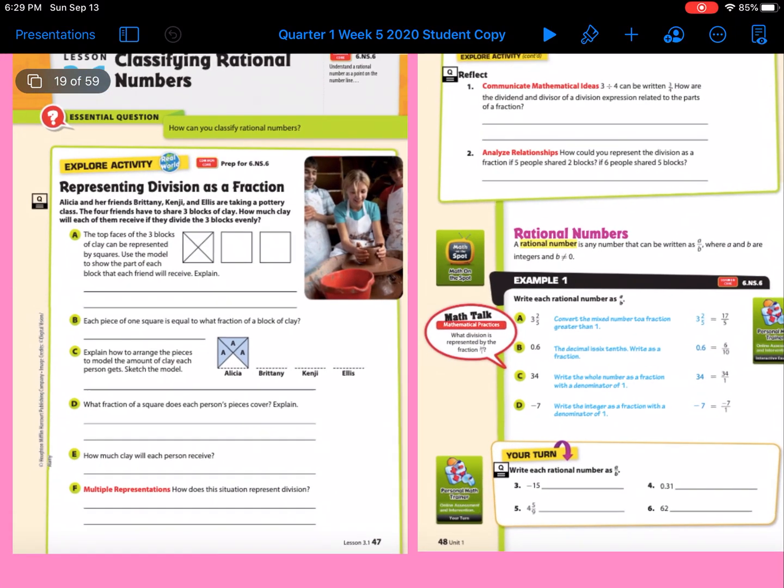All right, now we're on lesson 3.1, classifying rational numbers. This is the first lesson of chapter 3. We're going to be working on this particular lesson for a few days. So let's just go through it together.